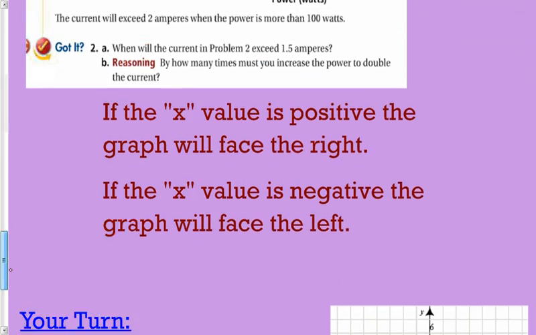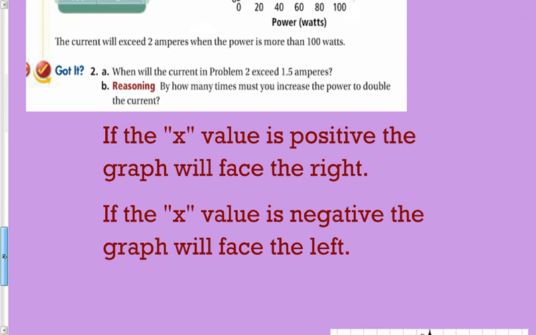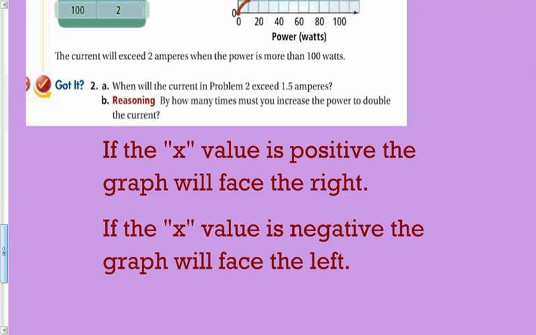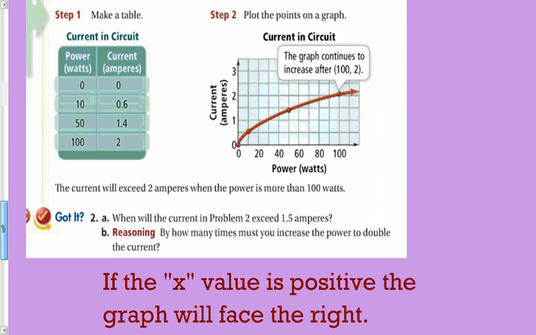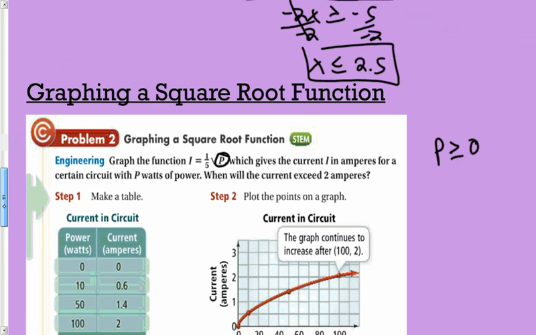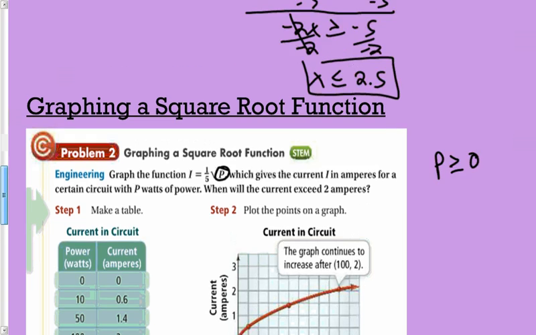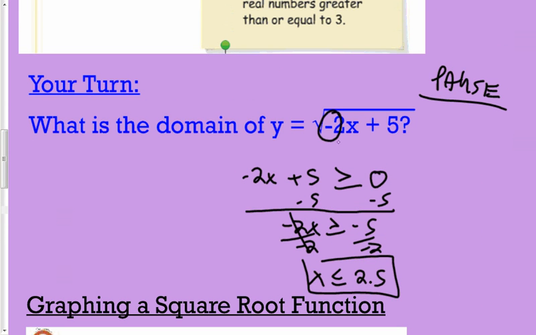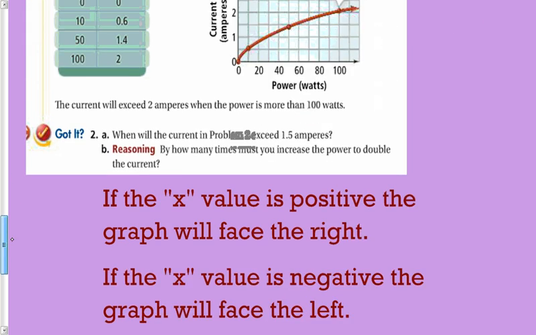So here's the thing that I pointed out before. If the x value is positive, and by x I mean the number in front of the x, if it's positive, the graph will face to the right. If it's negative, it'll face to the left. So back up here, this is a positive x value. There's no number in front of it, so it's positive 1, so it goes to the right. But this one here, we had a negative 2 in front of it, so it's going to open up and go to the left, interestingly enough.